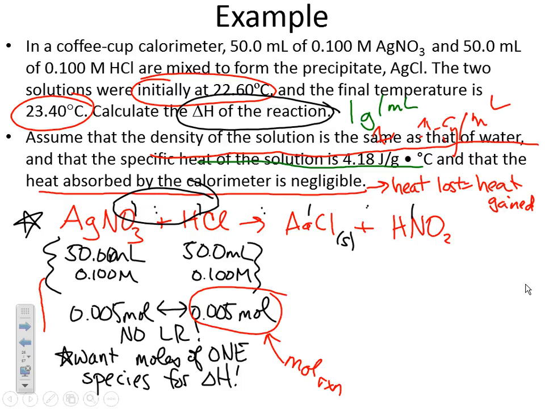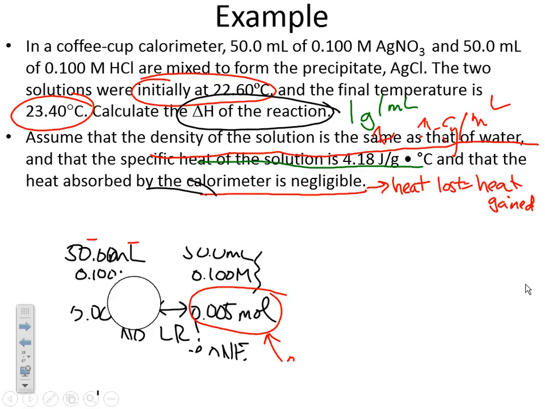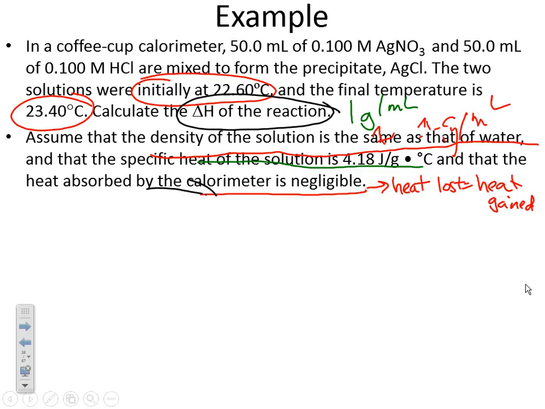Great. Now let's do the Q equals MC delta T bit. Have to erase a lot for this. Hope you got that. If not, rewind it and write it down. Q equals MC delta T.